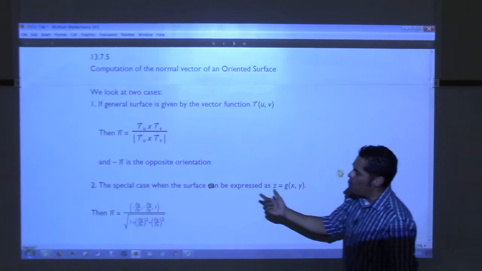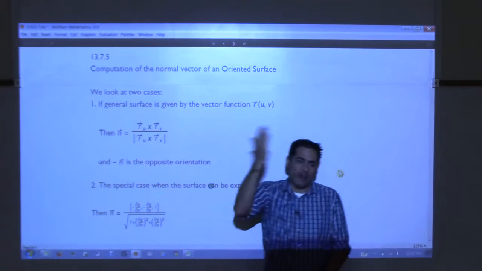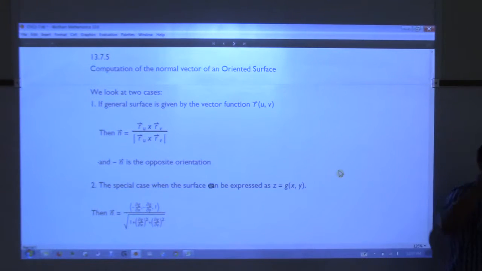Now if we flip it over, whatever we get, we just change the sign, and that'll give us the other one, right? Pointed the other direction.